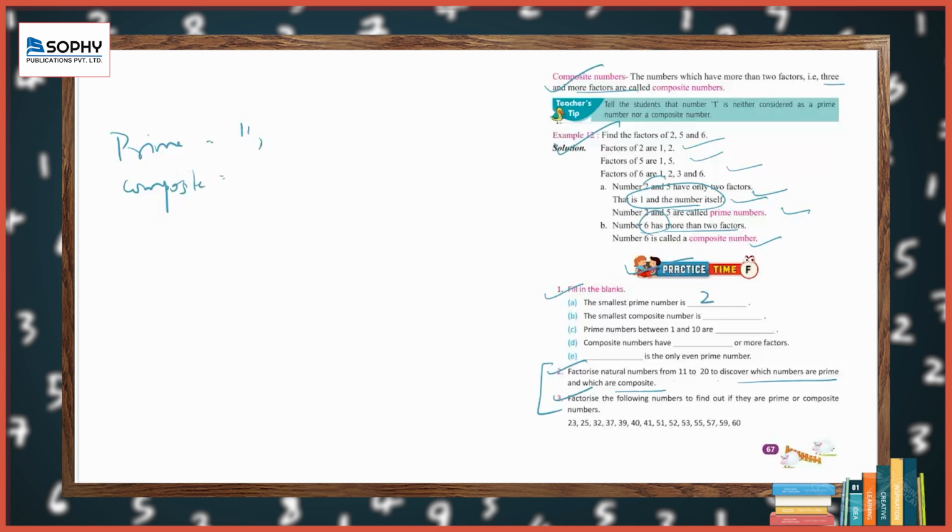So 11 is, very good, students, a prime number. Another prime numbers are 13, 17 and 19. 12, 14, 15, 16, very good, students, 18, very good, and 20 are composite numbers. Here also you have to find which numbers are composite and which are prime. So this is a prime number, students, and this one is a composite number.